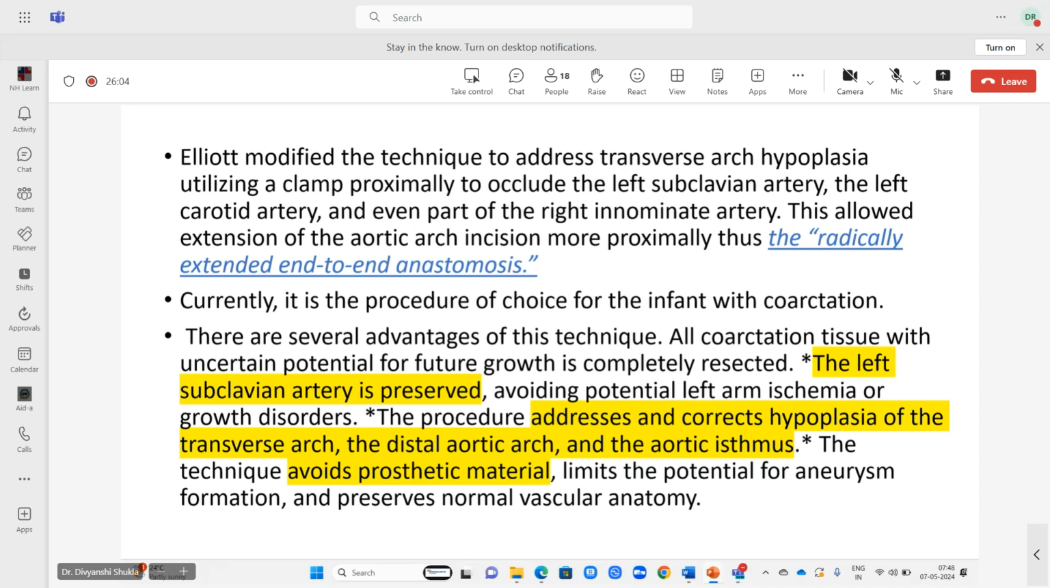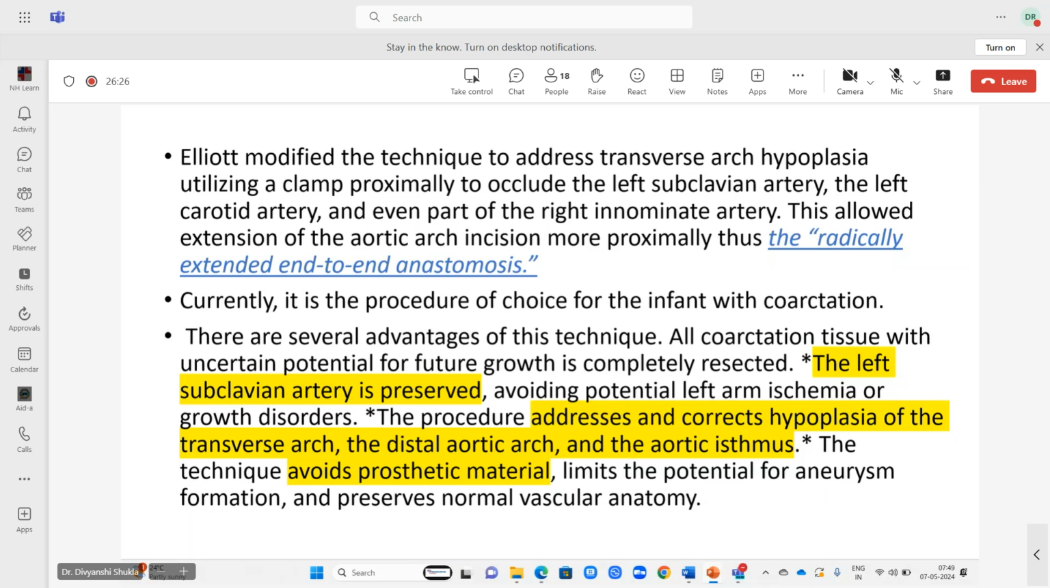Elliott modified this technique to address transverse arch hypoplasia, utilizing a proximal clamp to occlude the left subclavian artery, the left carotid artery, and even part of the right innominate artery. This allowed extension of the aortic arch incision more proximally. Thus, the name is radically extended end-to-end anastomosis. Currently, it is the procedure of choice for infants with coarctation.